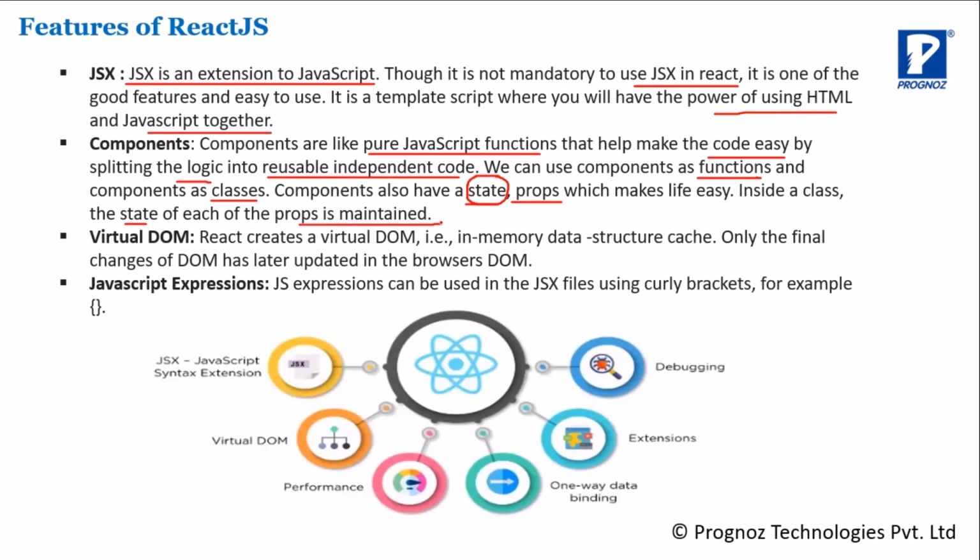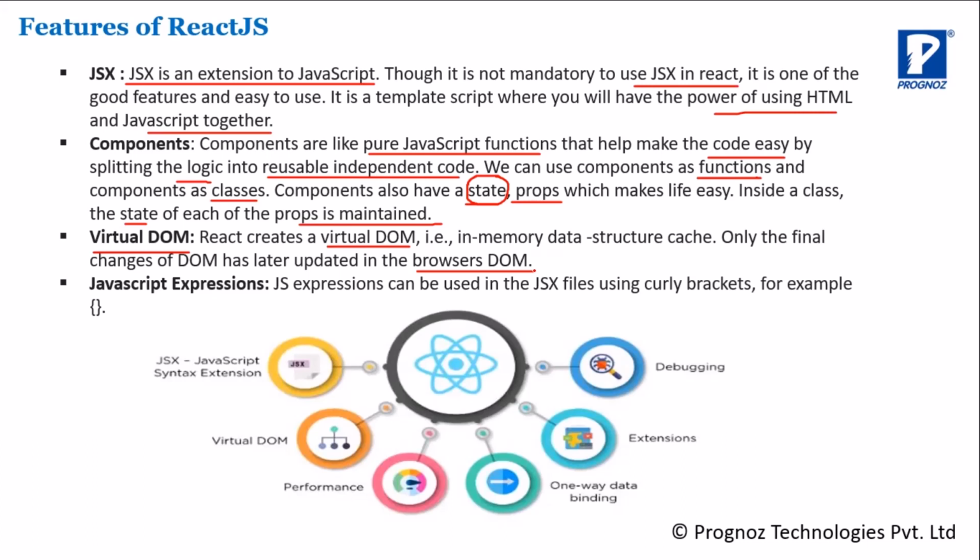And state simply means, we can say, like a variable concept. Next feature is the virtual DOM. React creates a virtual DOM, which is a memory area, a cache memory area we can say, and only the final changes of the DOM are later updated into the browser DOM. Whatever changes happen in the virtual DOM, only that part is going to change in the browser DOM.